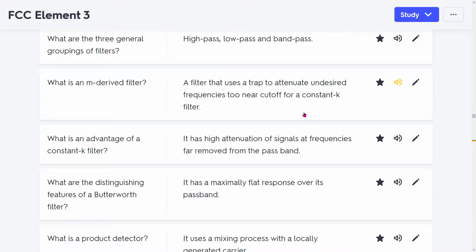What is an M-derived filter? A filter that uses a trap to attenuate undesired frequencies too near cutoff for a constant K filter.